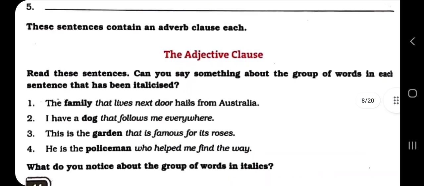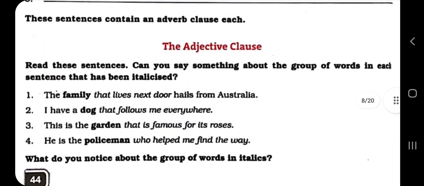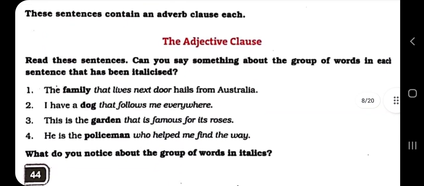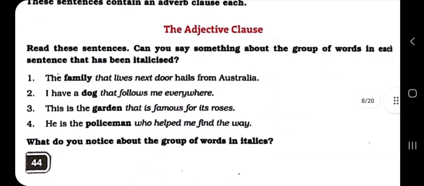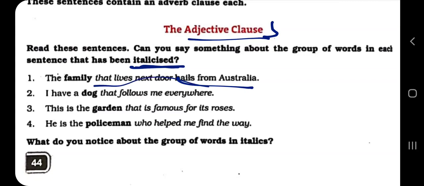Adjective clause. Similarly, in the same fashion, what are adjectives? They qualify or tell more about the noun. And if we are talking about an adjective clause, it has to be a group of words which acts as an adjective. The family that lives next door hails from Australia. Notice the italicized group of words: the family that lives next door hails from Australia. It is telling more about the noun.